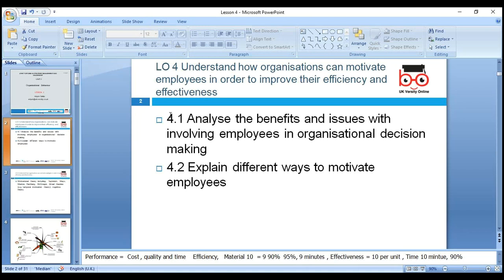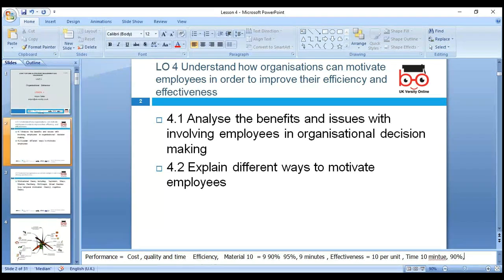Today's lesson has two assessment criteria. Analyze the benefit of involving employees in the organization's decision making. Employee issues, of course, we need to look at how we can motivate employees. There are many issues in our organization. Explain different ways to motivate employees. How can we motivate employees?